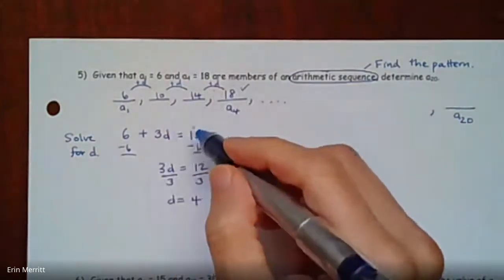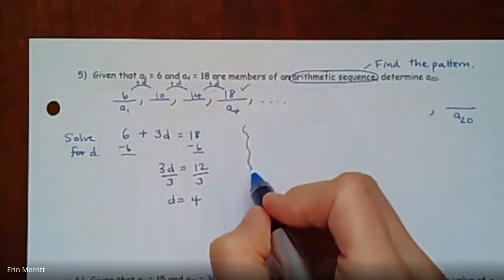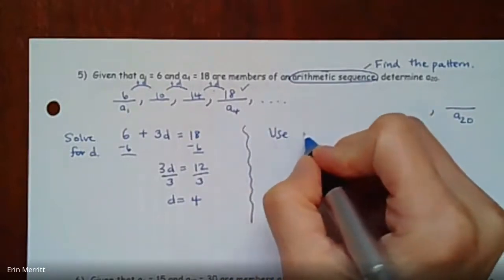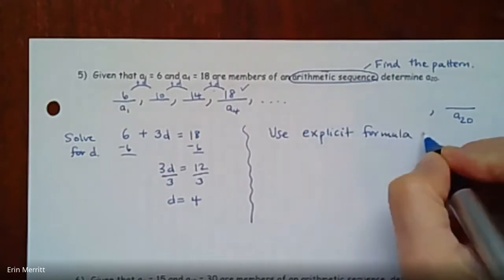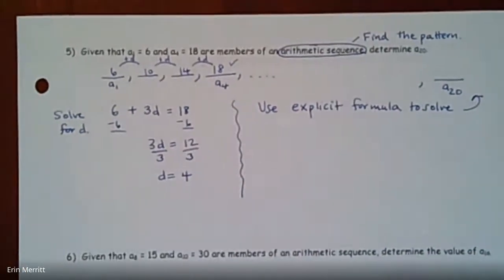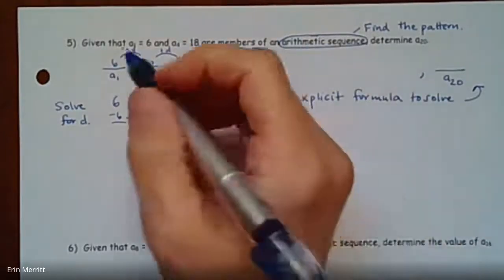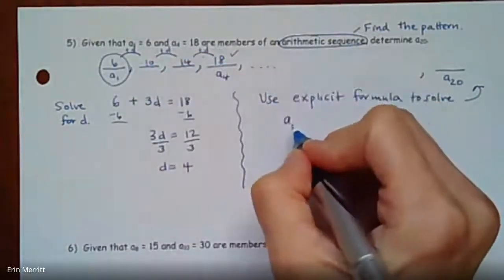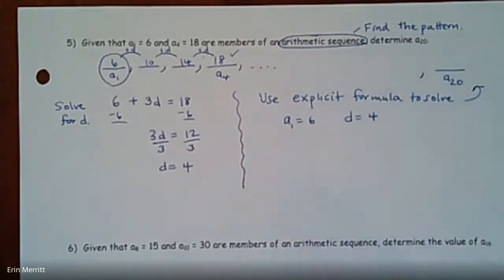Once you figure this out, I don't want you to then just keep adding 4 to get to the 20th term. This is where I'd want you to now use an explicit formula to solve for that guy. Because like I said, we're not trying to count on our fingers here. We want to be able to use equations, use formulas, and be smart about this. So we know the first term is 6, right? And we found the common difference. It's 4. We are perfectly set up to use that explicit formula.